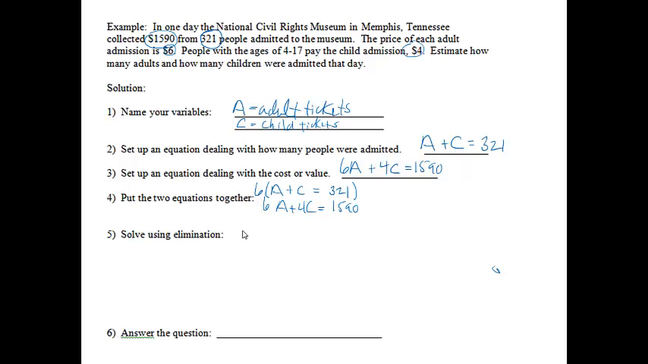So I'm going to have 6A plus 6C equals, let's see, 321 times 6 is 1926. And then the second equation we could just multiply by 1, not multiply by anything. So we're going to have 6A plus 4C equals 1590. And if we want the A's to cancel out, we're going to have to subtract.